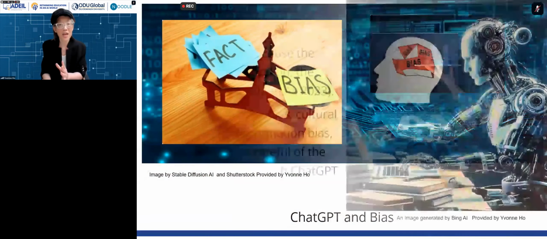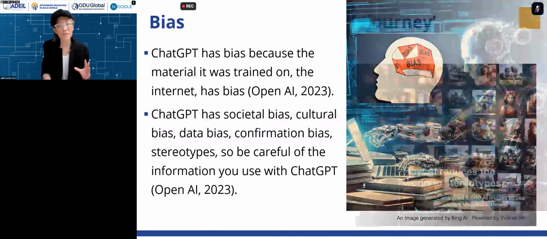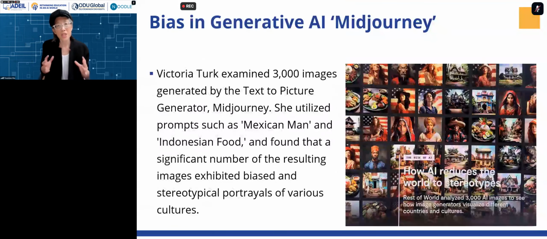Another downside of ChatGPT are the biases. So ChatGPT has bias because the material it was trained on, the internet, has bias. So I asked ChatGPT, what biases do you have? And ChatGPT says that it has societal bias, cultural bias, data bias, confirmation bias, stereotypes. So be careful of the information you use. And generative AI in general has bias.